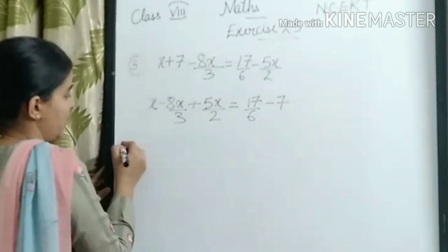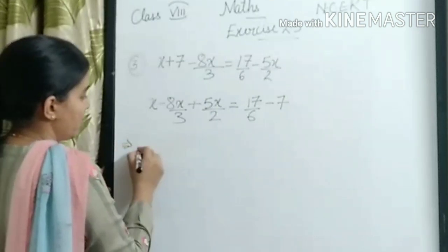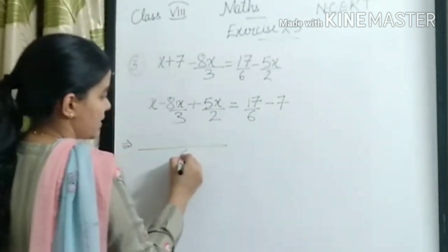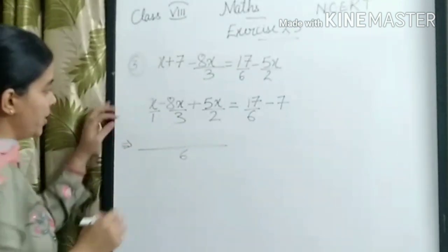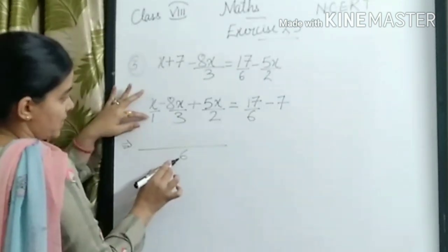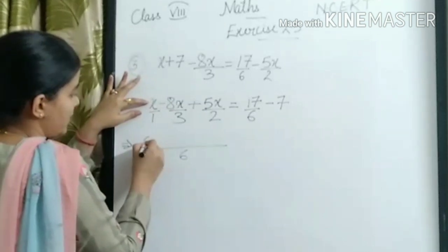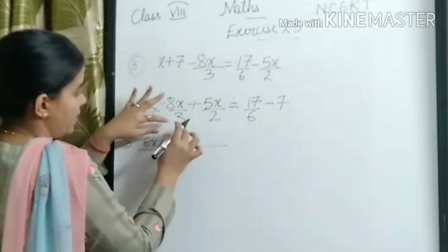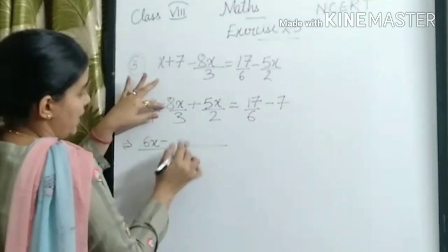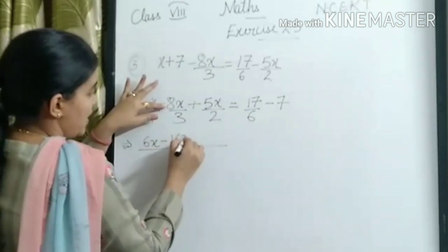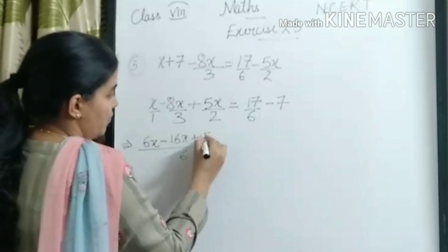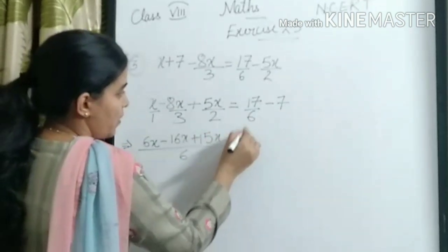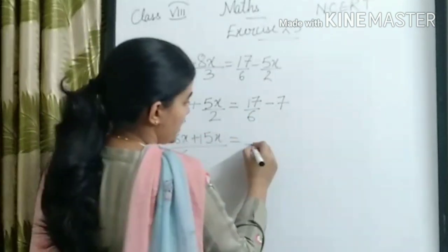Now here just take the LCM. LCM will be 6. Now how to do? If there is no other number, then we can write 1 in the denominator. So 1 6s are 6. 6 multiply x, 6x minus 3 2s are 6. 8 2s are 16x plus 2 3s are 6. 5 3s are 15x is equal to, here also we will take the LCM.